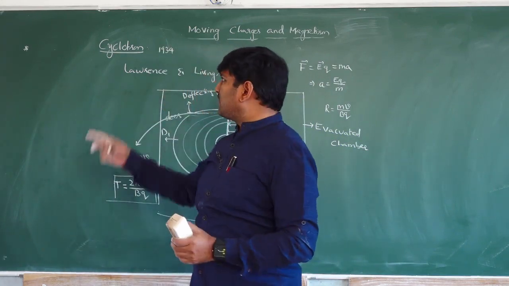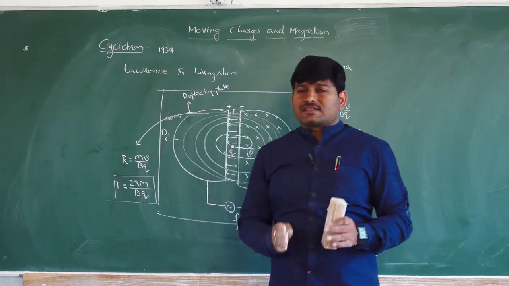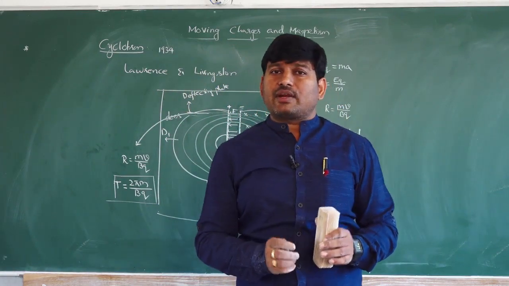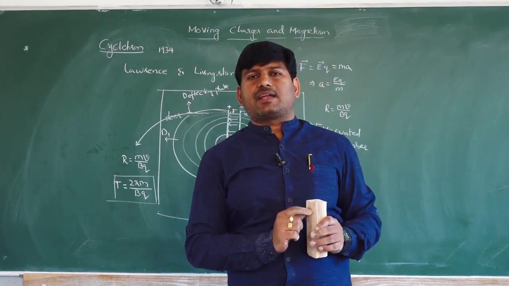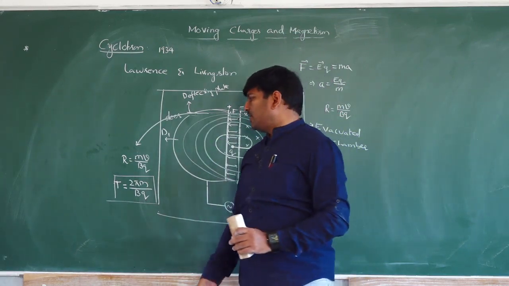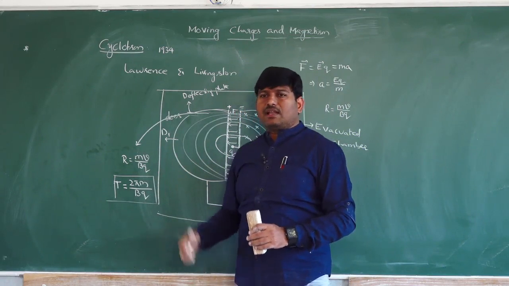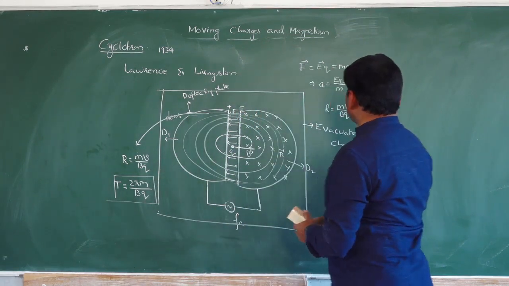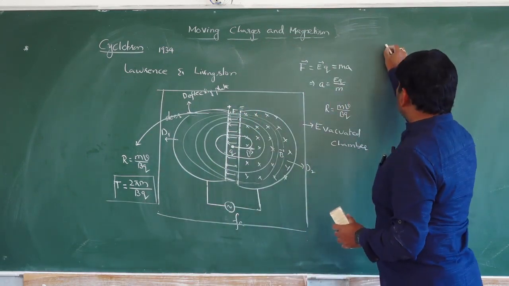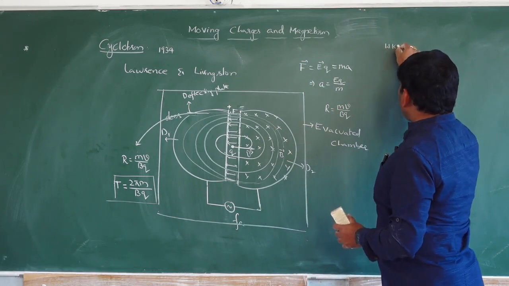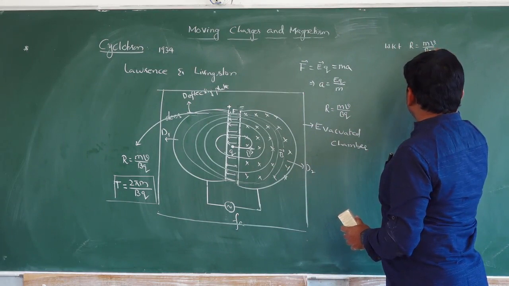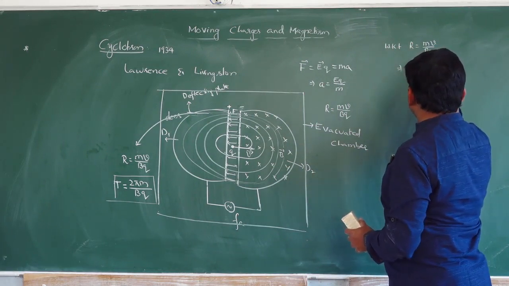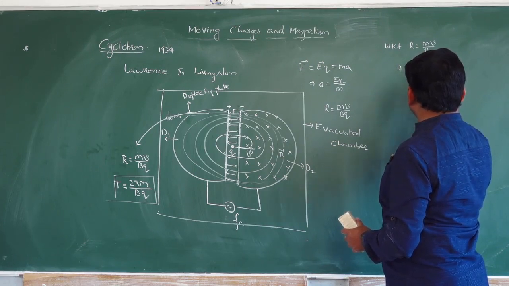Then what is the principle involved in the cyclotron? The cyclotron is a device which works on the principle that the time period of revolution of the charged particle is independent of the kinetic energy of the charged particle. Let me calculate the kinetic energy of the charged particle in this case. We know that R is equal to mv by bq. From this, v is equal to bqr divided by m.